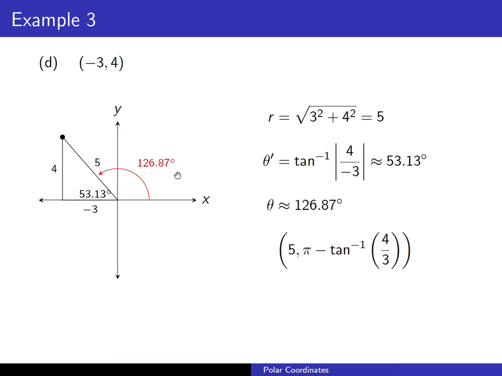Now, in terms of exact answers, we have the 5 for the radius, but here we have pi minus the inverse tangent of 4/3. The inverse tangent of 4/3 is the 53.13 degrees. Pi in radians is 180 degrees. So this 126.87 is 180 degrees, which is the pi, minus the 53.13 degrees, which is the inverse tangent of 4/3. So our exact polar representation of that point is 5, and then pi minus the inverse tangent of 4/3.